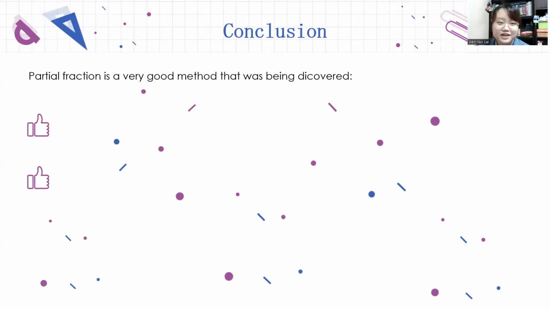Conclusion. Partial fractions is a very good method that was discovered because it saves much time for people when we are asked to break a single fraction into its original two or more rational expressions, and it also makes our life easier.